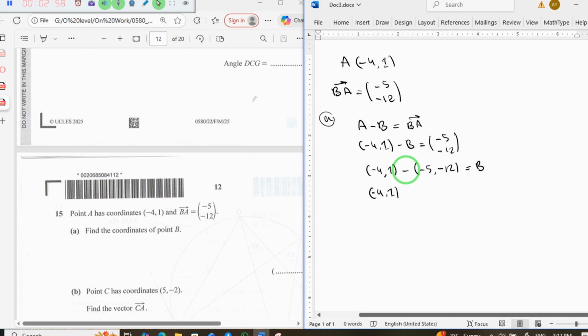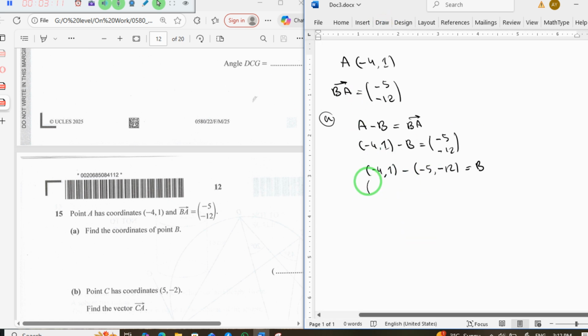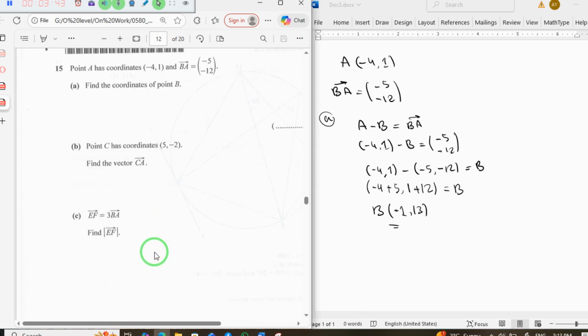We may calculate directly here. Here we subtract directly: -4 minus multiplied by minus plus 5, and 1 minus multiplied by minus plus 12, equal to B. So the coordinate of B is 5 minus 4, which is 1, and 12 plus 1, which is 13. This is the coordinate of B. Part A is solved. Now we come to part B.